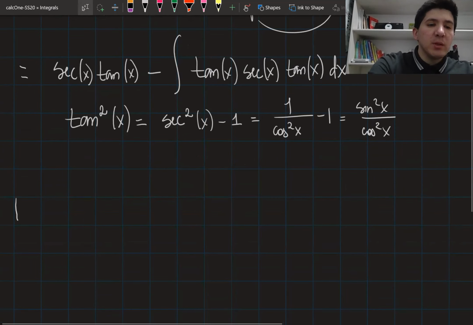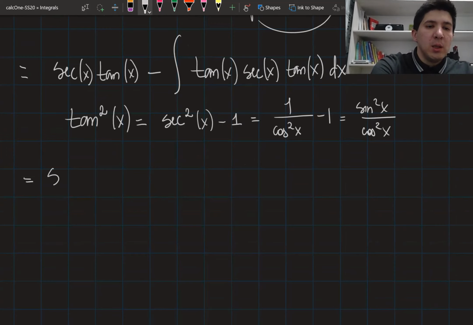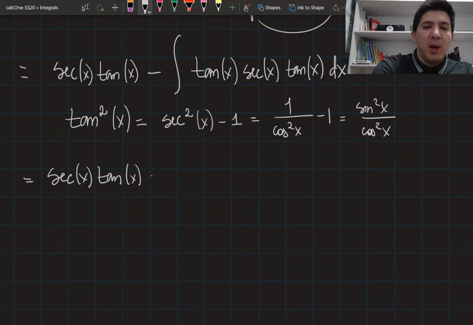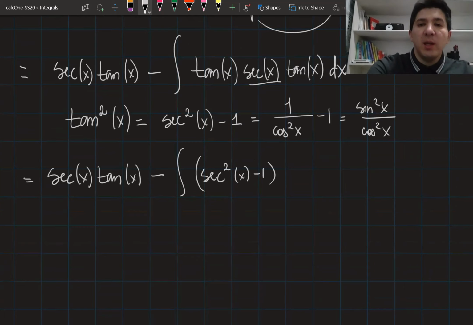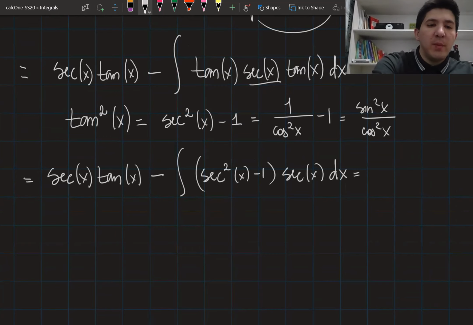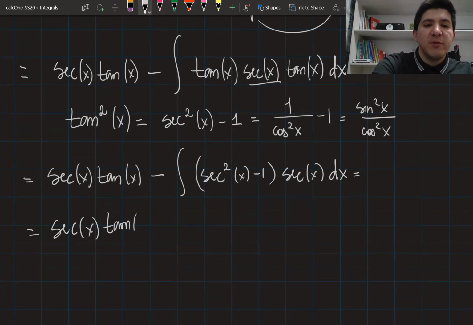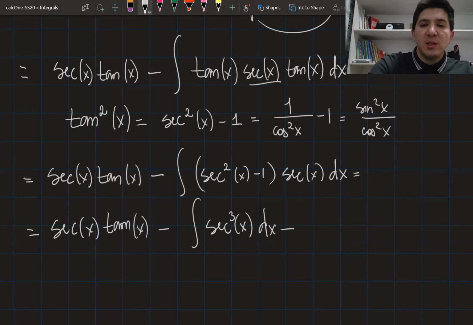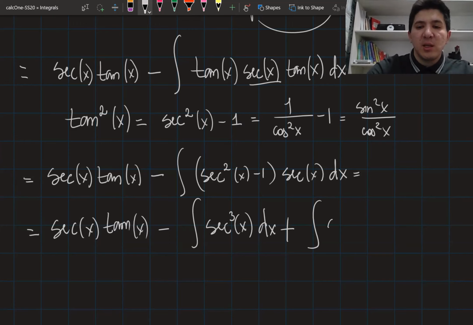So it is going to be equal to secant of x multiplied to the tangent of x minus the integration of secant square of x minus 1, this is the tangent square, multiplied additionally to the secant of x dx. So we can open up the brackets. It's going to be a secant of x multiplied to the tangent of x minus the integration of the secant cube of x dx plus the integration of the secant of x dx.